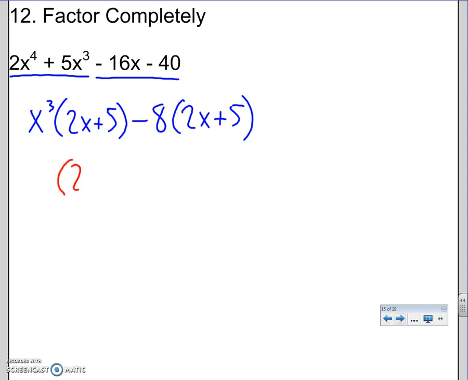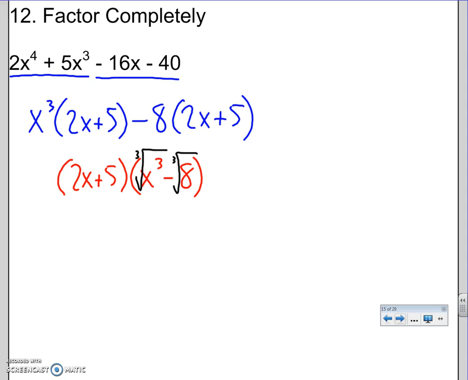You take that out. 2x plus 5. And what's left in front is your other parentheses. X cubed minus 8. Be very careful. It says factor completely. That means you're probably going to keep going. So second parentheses, the x cubed minus 8, that's 2 terms. Those are cubics. That third power right there is very helpful because it tells me I need to cube root them. You have to use that formula.